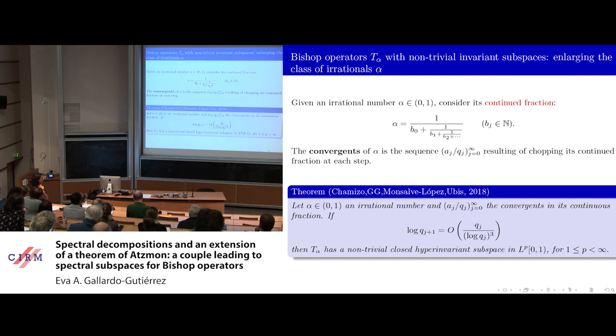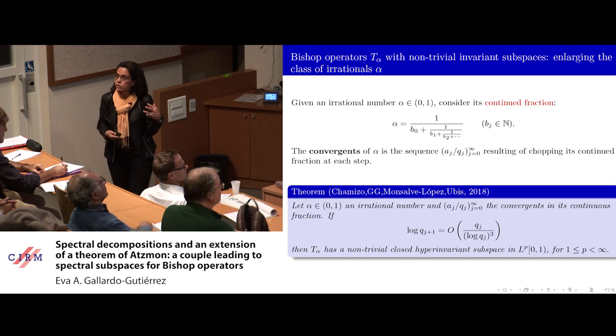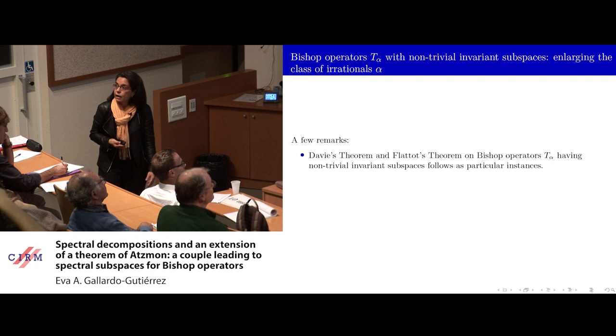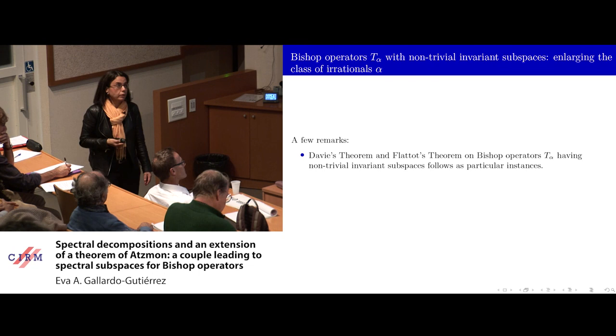in L^p. If you see this, the first thing you may ask is how this comes into play with the previous results. Deddens's theorem follows as a consequence of that theorem, and also Flattot's theorem. And we can prove it and find out explicitly, by applying Atzmon's theorem, which is the Beurling sequence that you need to plug into the proof.